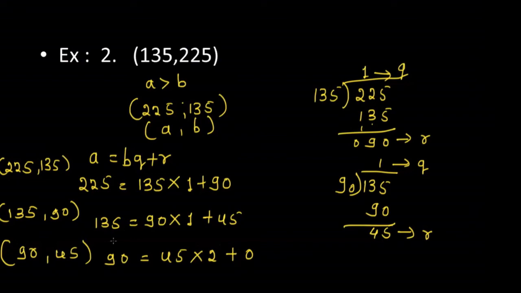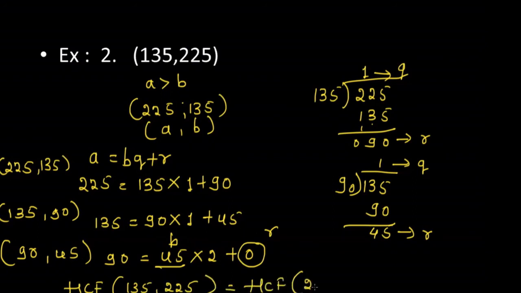Okay, so here we have to stop the step because we got the value of R as 0. As you got the remainder as 0, whatever the value of B is here, the divisor, that is the HCF of the given numbers. So HCF of the pair of numbers 135 and 225, that is equal to HCF of 225 and 135, is equal to what here? 45.